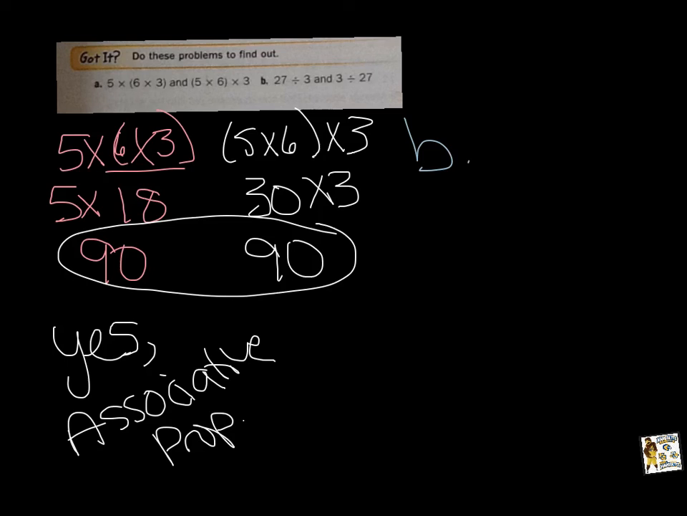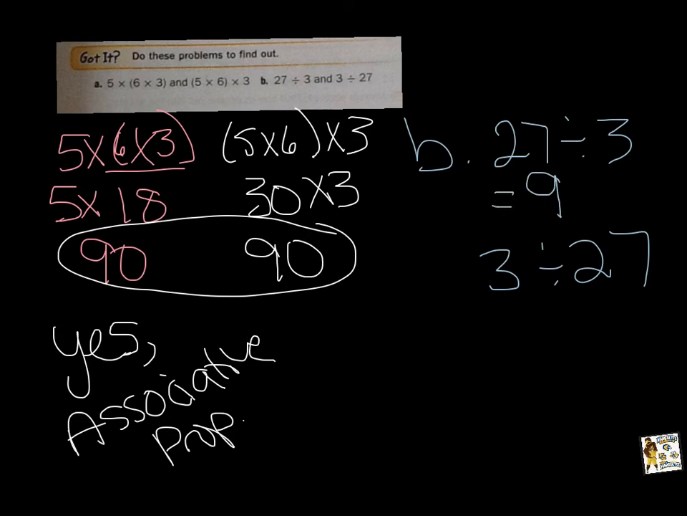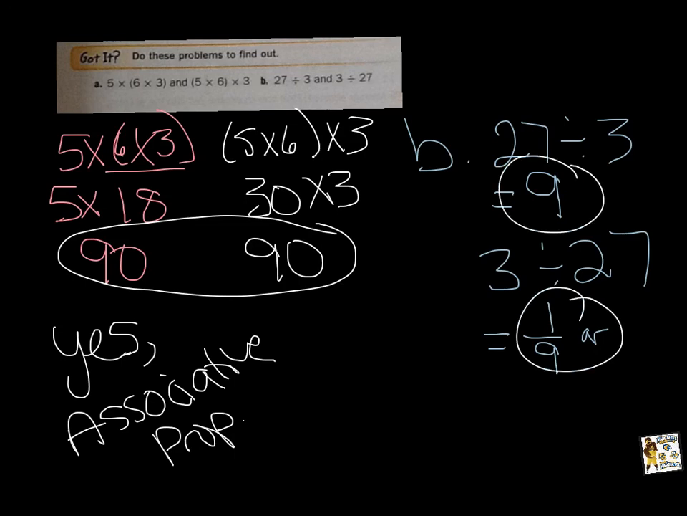It says 27 divided by 3 and 3 divided by 27. Well, 27 divided by 3 is 9. We all know that. Now, 3 divided by 27 is actually 1/9 or a decimal. So 9 and 1/9 are not the same, so this answer would just be no. And it doesn't use a property because it's no.